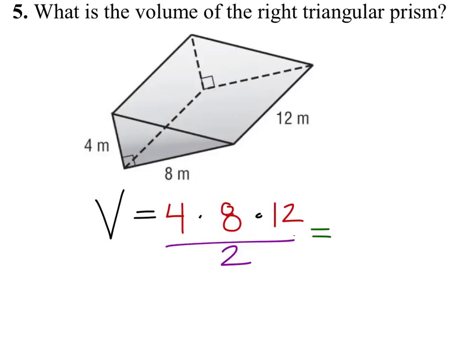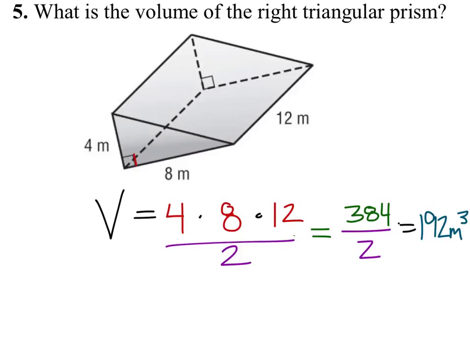So let's do the numerator. 4 times 8 times 12. And that gives me 384. I'm going to divide that by 2, which would be my actual volume here. And I got 192. Of course, that's in meters cubed. So the volume of this right triangular prism is 192 cubic meters.